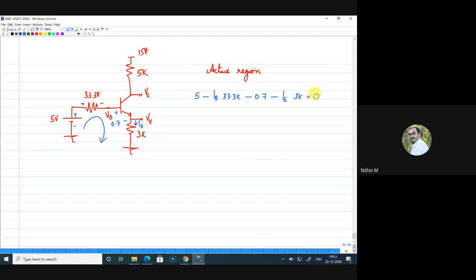Now if you look at this expression, there are two unknowns, IB and IE, but we know how to replace IE in terms of IB. So 5 minus IB into 33.3k minus 0.7 minus (beta plus 1). Beta is 100, so 101 into IB into 3k is equal to 0. That will give you the value of IB. So what is the value of IB?